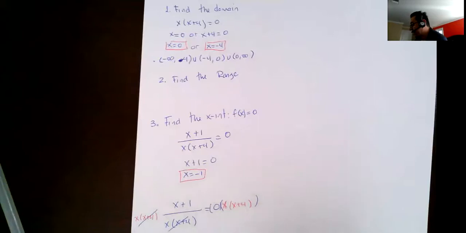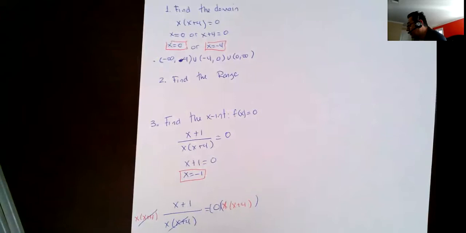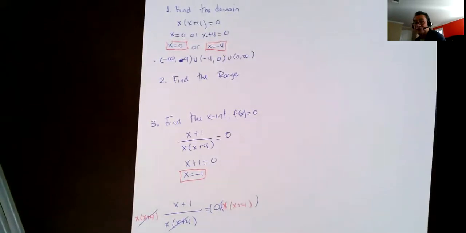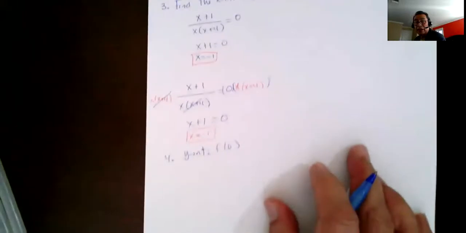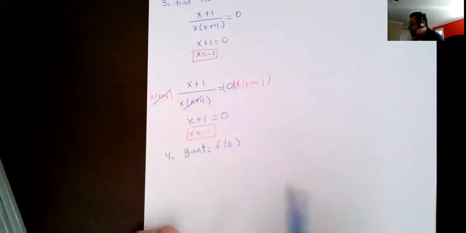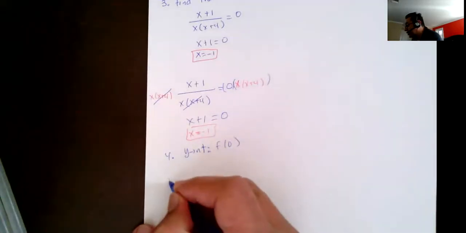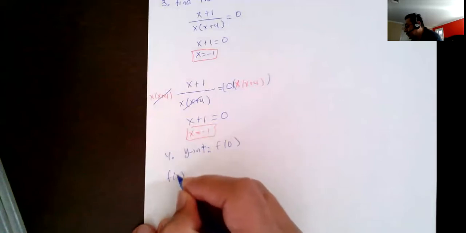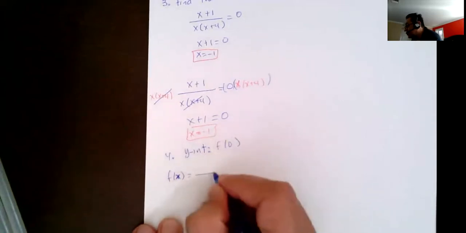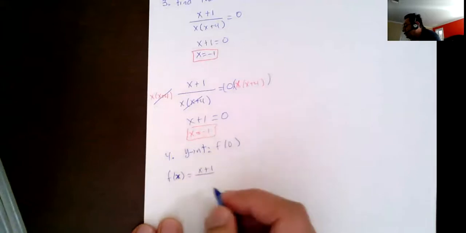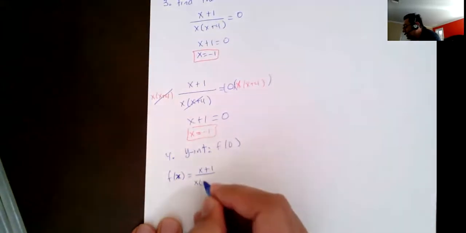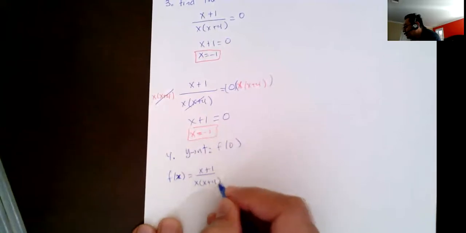So that's the x-intercept. Now, let's find the y-intercept. Number 4, let's find the y-intercept. How do we find the y-intercept? Remember, we evaluate the function at x equals 0. So let me go down here. Let's evaluate the function at x equals 0. F of 0. Let me rewrite the function. We have f of x equals x plus 1 over x times x plus 4.